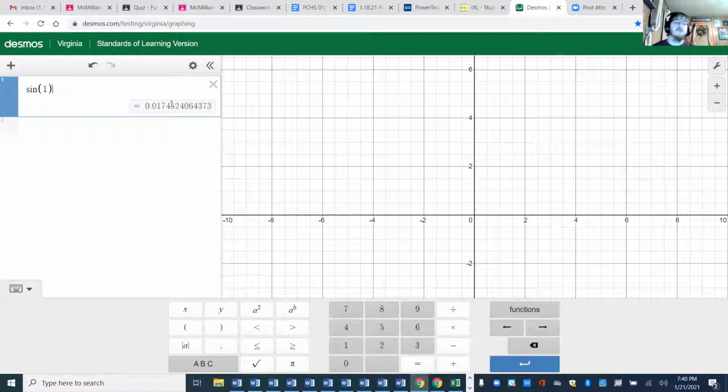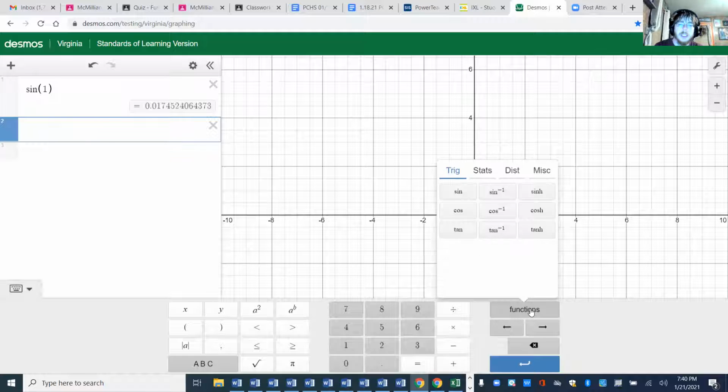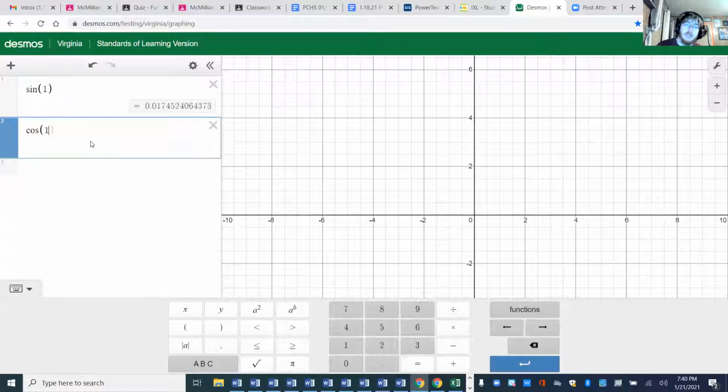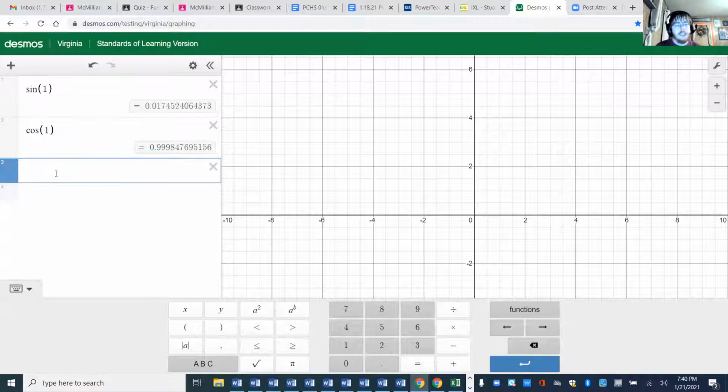Then we're going to do the same thing for cosine of 1. So we're going to go back, hit functions, hit cosine, and then type in 1. And that gives us 0.9998. And then finally, tangent of 1, which is 0.0175.